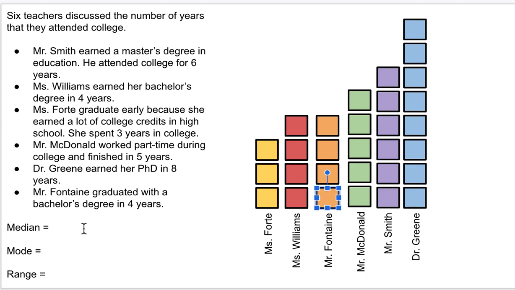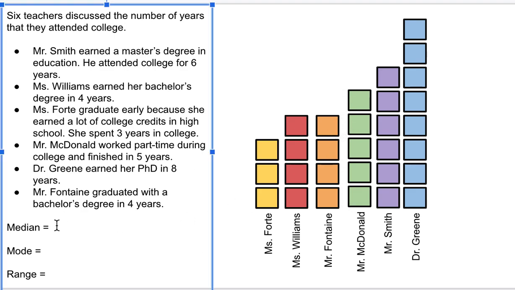Mr. Fontaine has 4 years in college, and Mr. McDonald has 5 years in college. So which one's the median? Which one's the middle? Well, actually, the median would be right between the two of these values. It would be the value that's exactly halfway between 4 and 5. Do you know what's halfway between 4 and 5? 4.5, right? And here's how you can find that mathematically. What I want you to do is add 4 and 5 together, and then divide by 2. That'll tell you the number that's exactly halfway between those two values.